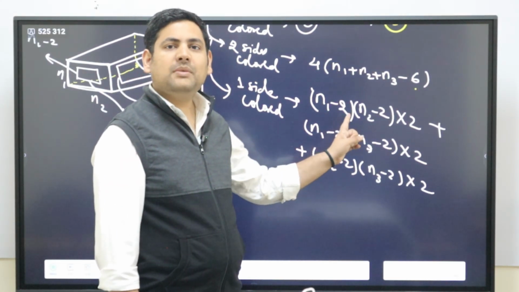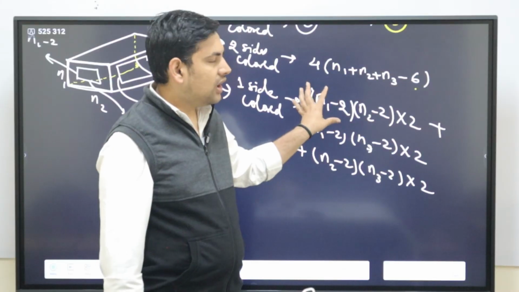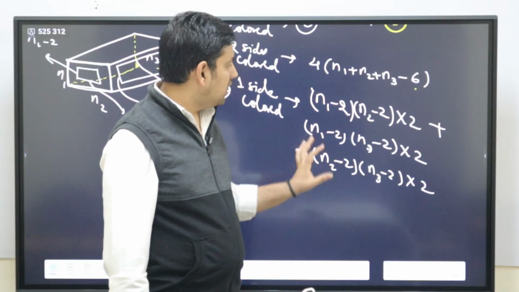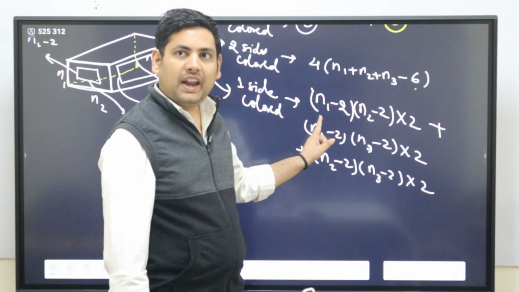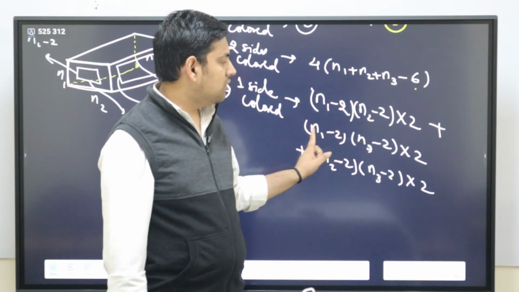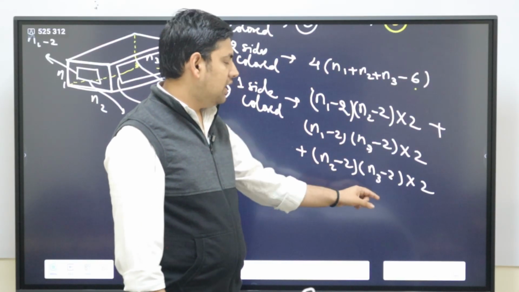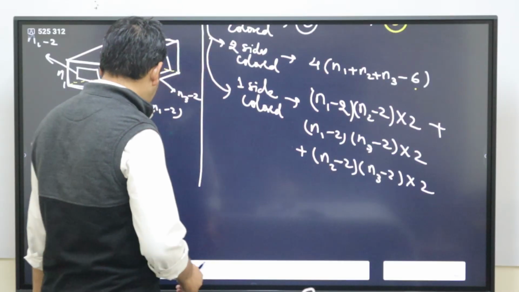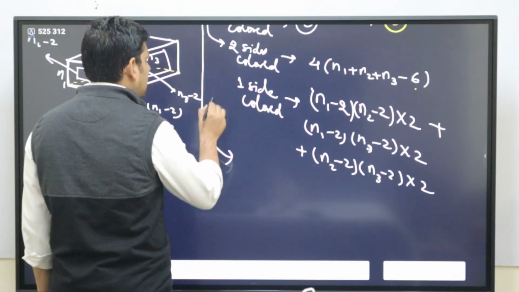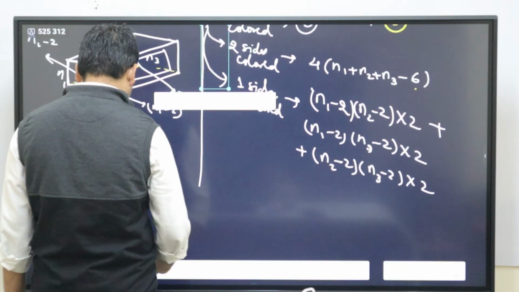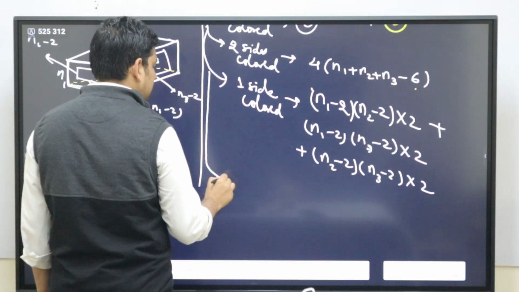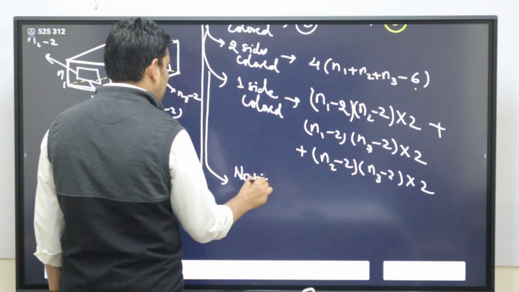It used to be n minus 2 whole square into 6. Now you have two faces that are similar. So I broke down this n: n1, n2, n1, n3, n2, n3 like this. So this becomes one side colored, and the last, which has also been asked, is no side colored.